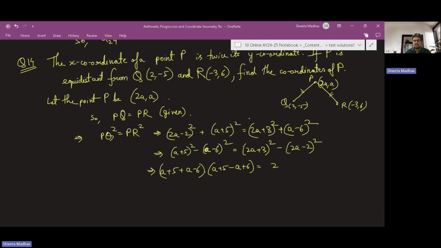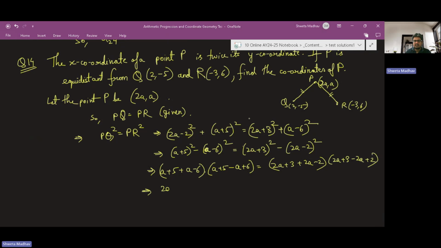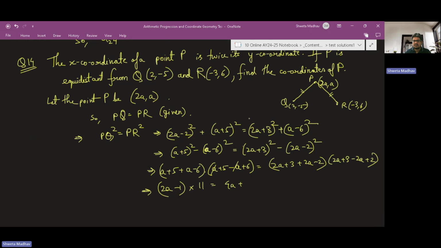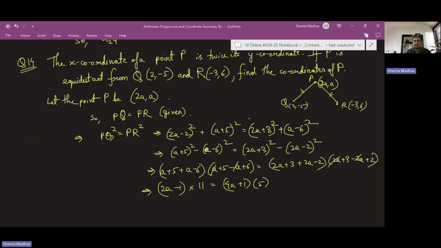So that will be equal to a square minus b square, which is a plus b into a minus b. So this is 2a plus 3 plus 2a minus 2 into 2a plus 3 minus 2a plus 2. Then this will be 2a minus 1 into, and a and a will cancel here, 6 plus 5, that is 11. That is equal to 2a plus 2a, that is 4a plus 1, 3 minus 2, that is 1, into 2a and 2a will get cancelled, 3 plus 2, that is 5.